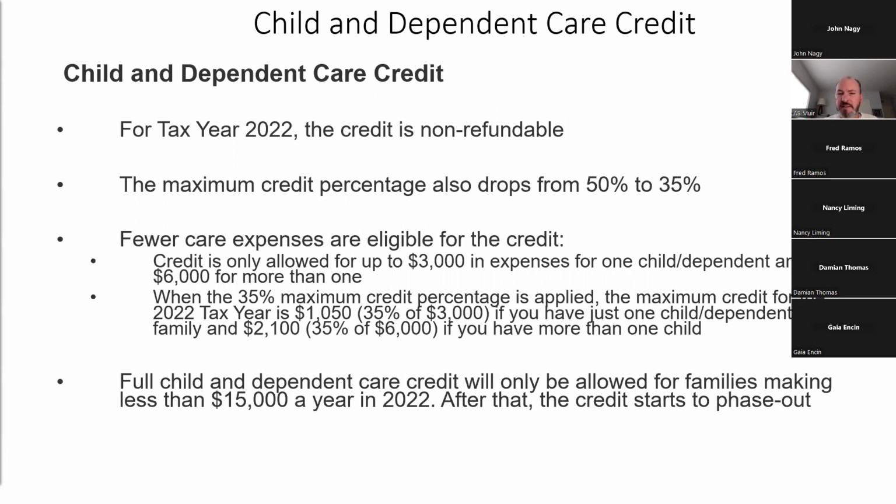You're allowed in expenses to calculate the credit $3,000 per child. And so if you have $7,000 for one kid, understood, but for the purposes of calculating the credit, you're going to plug in 3,000. And again, this is a non-refundable credit this year. Big changes. All right, next slide.